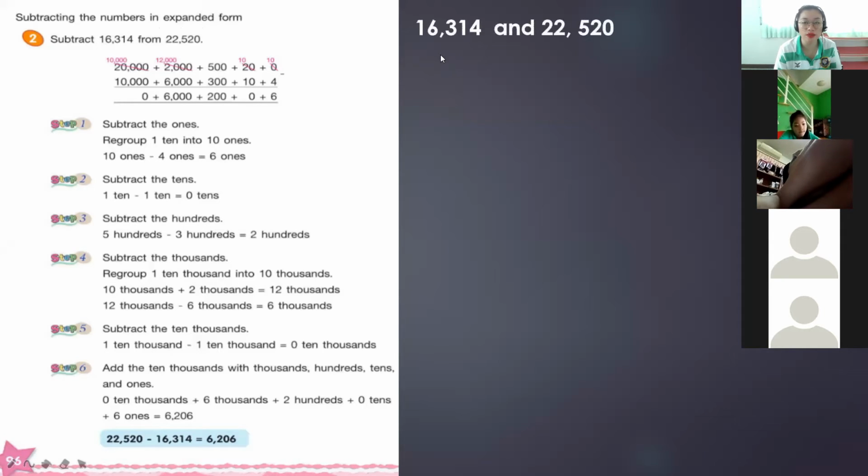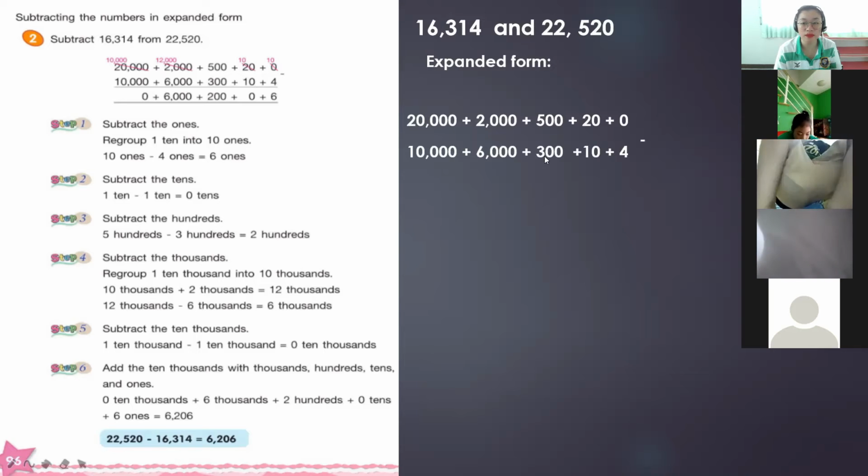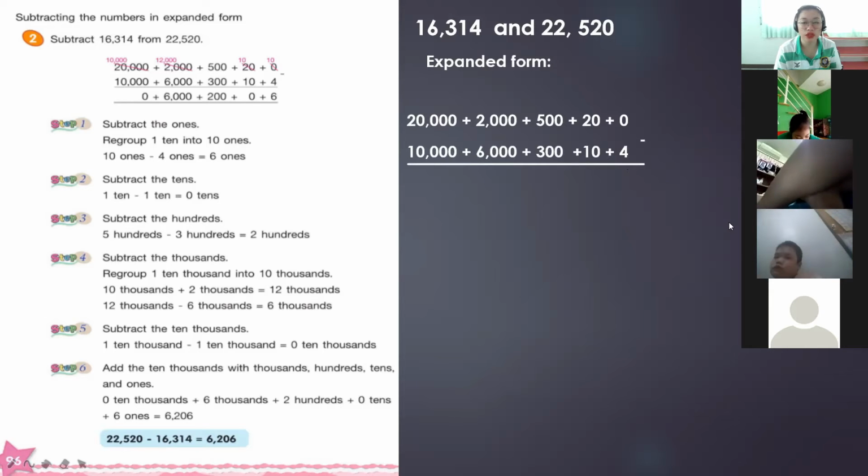In the minuend, we have 22,520. The expanded form is 20,000 plus 2,000 plus 500 plus 20 plus 0. And for the subtrahend, we're going to subtract 16,314. The expanded form is 10,000 plus 6,000 plus 300 plus 10 plus 4. So what is the difference of these two numbers?